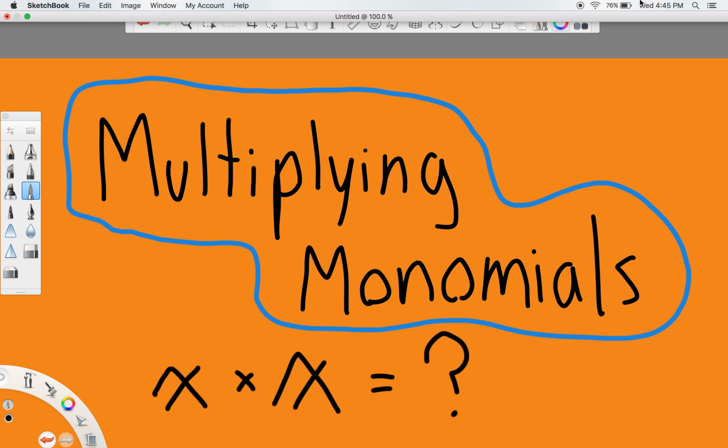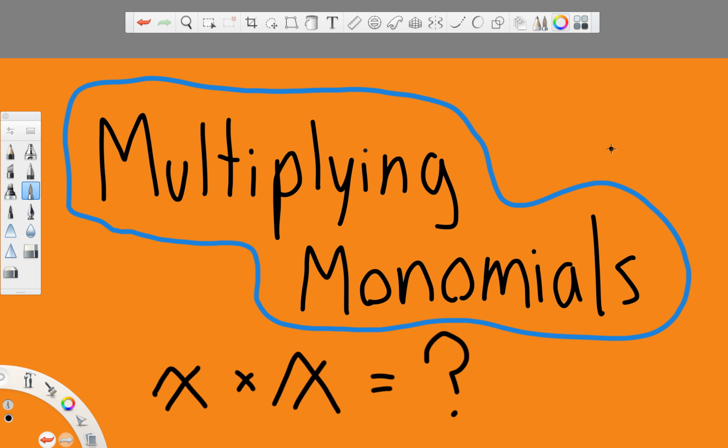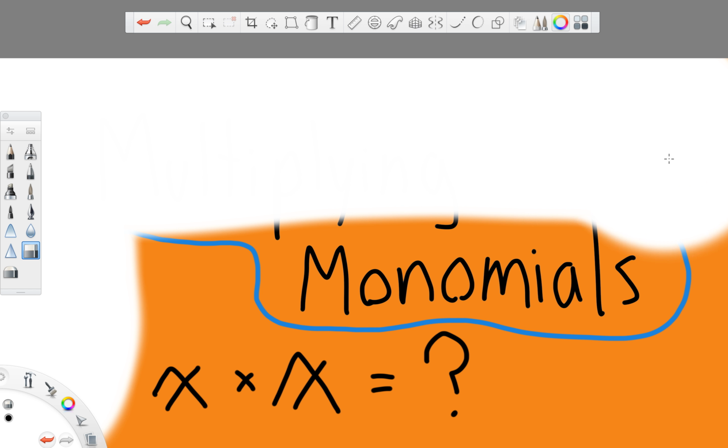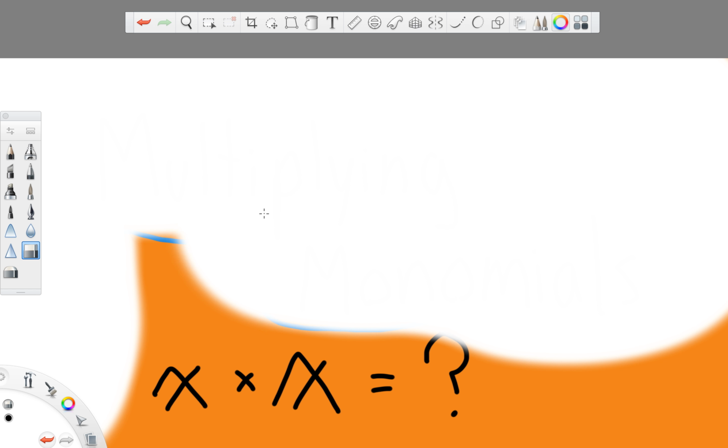Hi guys, so today we are going to work on multiplying monomials. Now, I went over this simply throughout the past videos, but I think it ought to get its own video because it's very important in algebra. So an example of this would be, for the equation below, x times x.